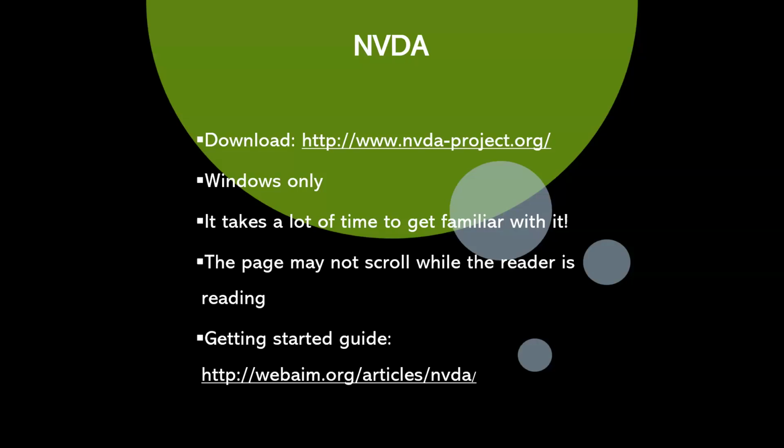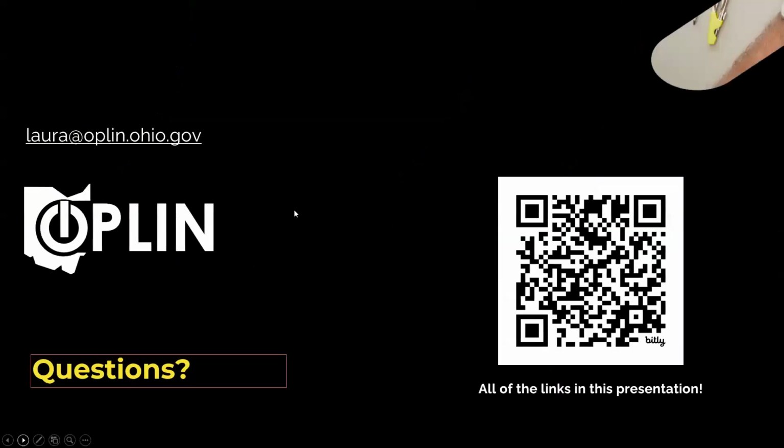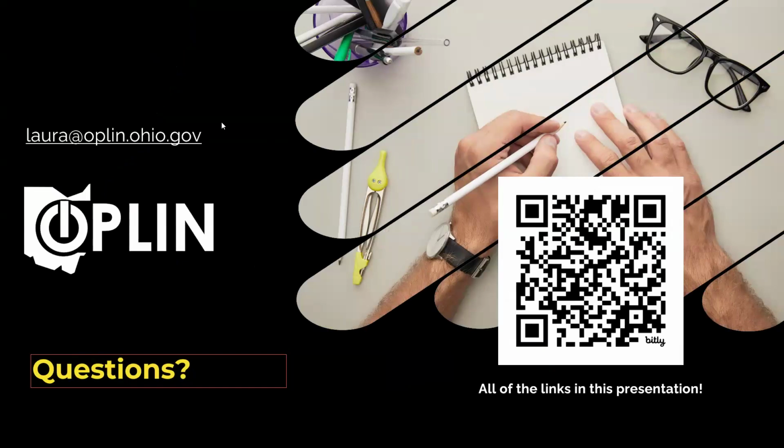There's a great getting started guide also from WebAIM down there, and that URL will also be available through the QR code.